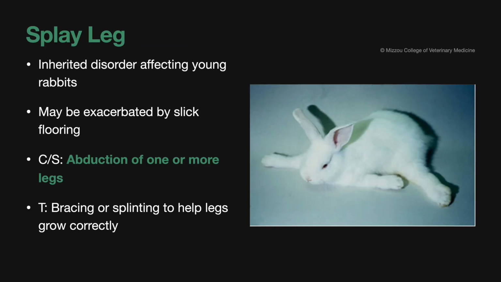Splay leg is an inherited disorder affecting young rabbits. The condition can also be exacerbated by walking on slick flooring. The main clinical sign is abduction of one or more legs. Treatment involves bracing or splinting the legs to help them grow correctly.